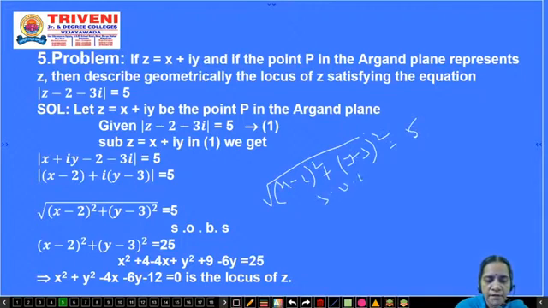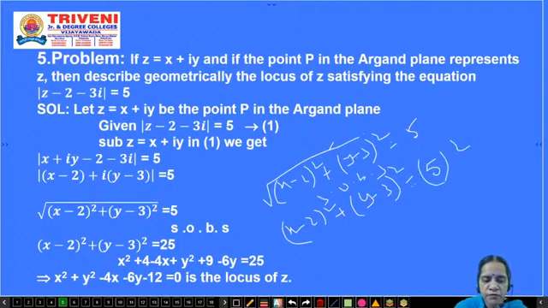Squaring on both sides, what we get here? Squaring on both sides, the square root and square can be cancelled. x minus 2 whole square plus y minus 3 whole square is equal to 5 square. x minus 2 whole square is in the form of a minus b whole square. a minus b whole square is a square plus b square minus 2ab, that is x square plus 4 minus 4x. Here also a minus b whole square form, y square plus 9 minus 6y is equal to 25.